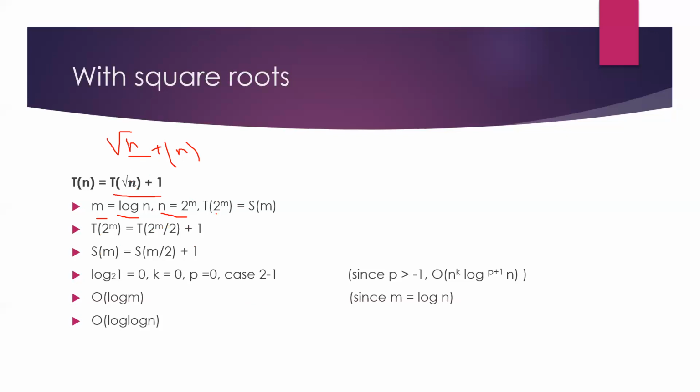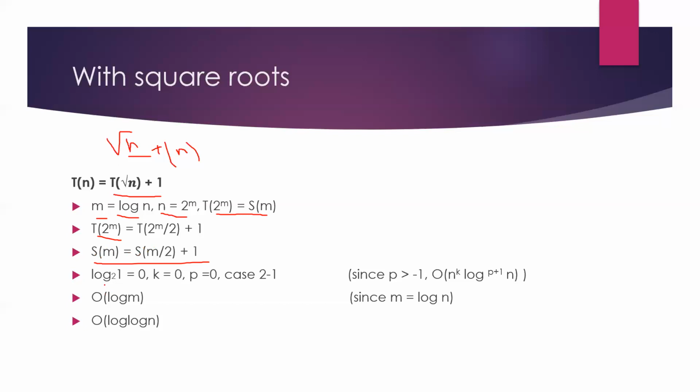So assuming that T of 2 power m is equal to S of m, we are replacing T of 2 power m with S of m in all instances that occur. So S of m is equal to S of m by 2 plus 1.